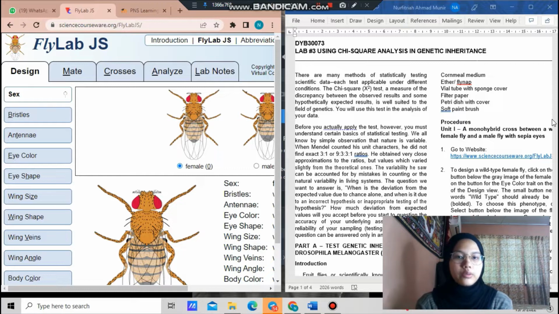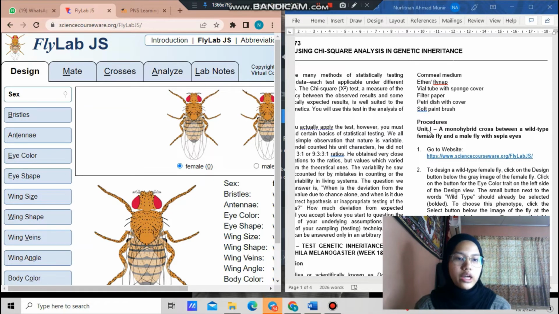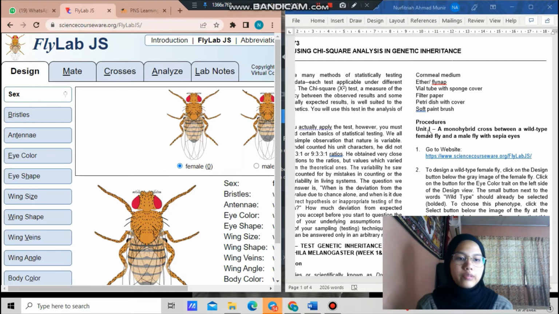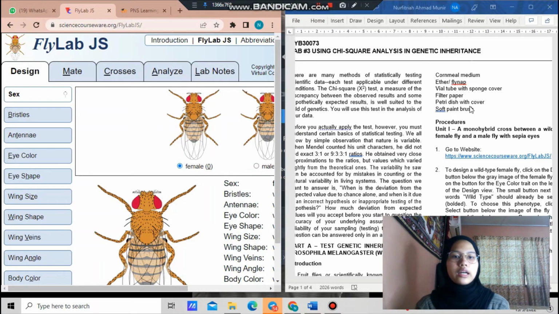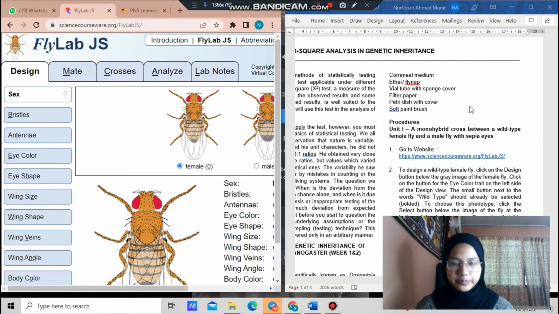Okay, so today I want to do a lab simulation of Unit 1, which is a monohybrid cross between a wild type female fly and a male fly with sepia eyes using chi-square analysis in genetic inheritance. So first, go to the website flylab.js, this website.